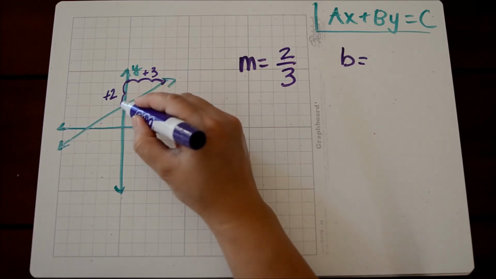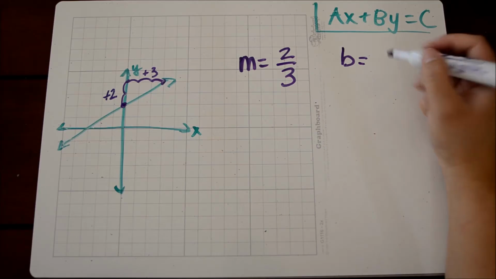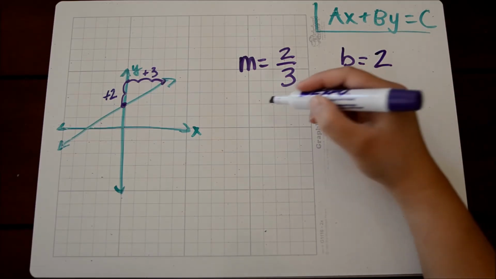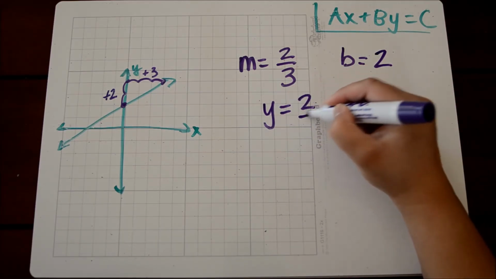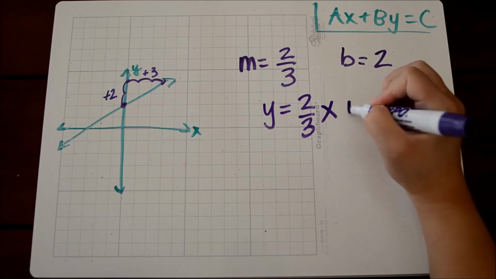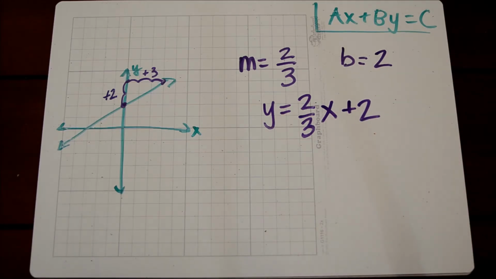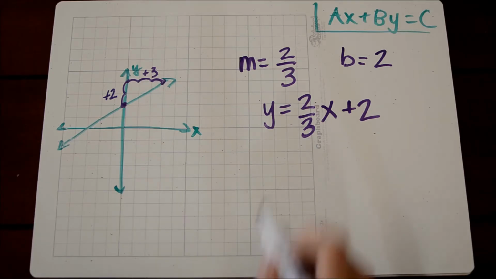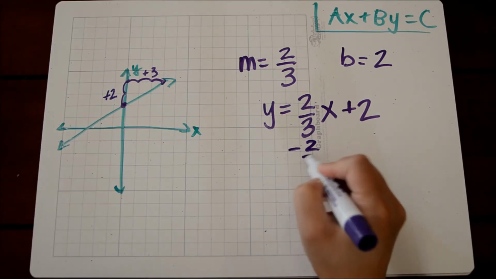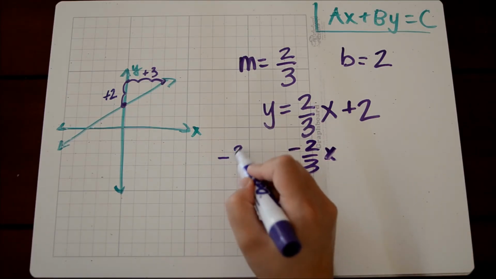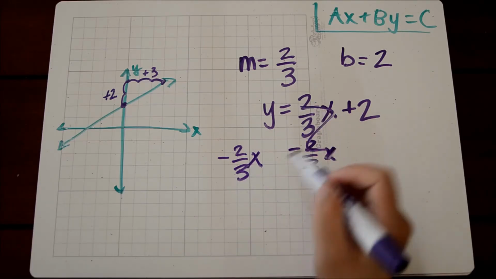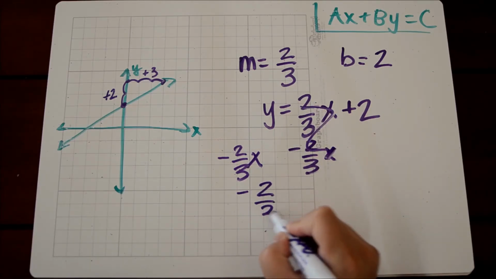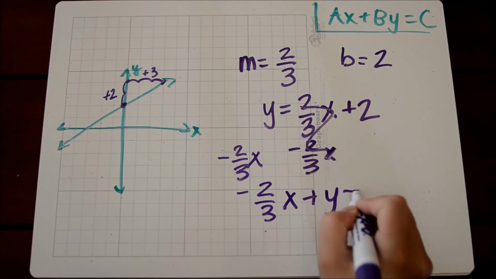Our y-intercept is at +2, that's where it crosses the y-axis, and we're going to start off with slope-intercept form, so that's y equals mx plus b. Converting this to standard form, we need to move that x term over to the left-hand side by applying inverse operations. So since it's positive, we're going to subtract 2/3 x on both sides. And we get -2/3 x plus y is equal to 2.